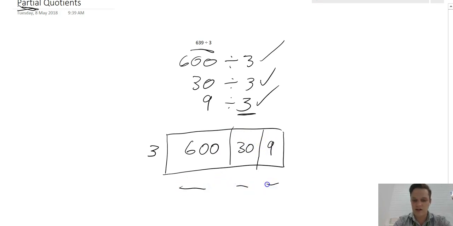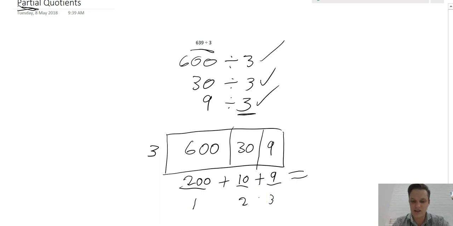So we're trying to figure out what the partial quotients are. These 3 numbers that go down here are going to be our partial quotients. All right, so 3 goes into 600. We know 3 goes into 6 twice, and we can bring our zeros down to get 200. We know that 3 goes into 30 10 times, and into 9 3 times. So they're all our partial quotients.